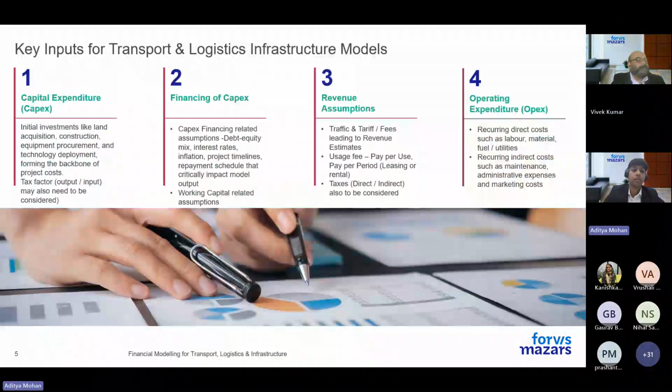So now let's talk about the inputs in some detail. I like to think of these as the ingredients of a recipe. So if your inputs are off, even the best drilled model won't help you.